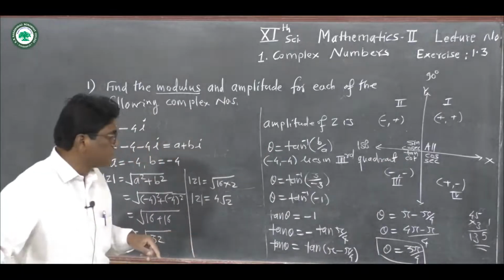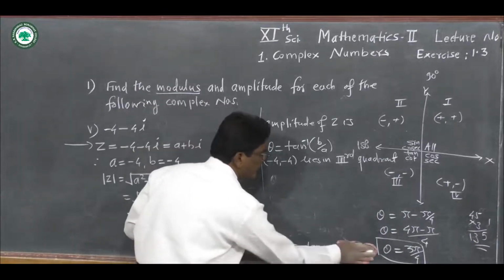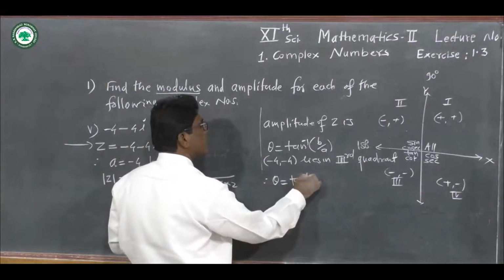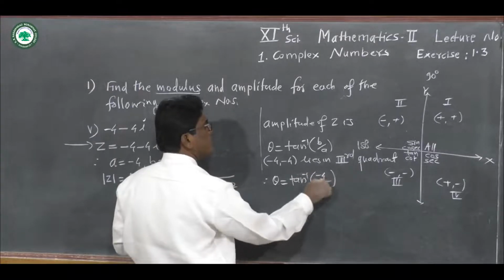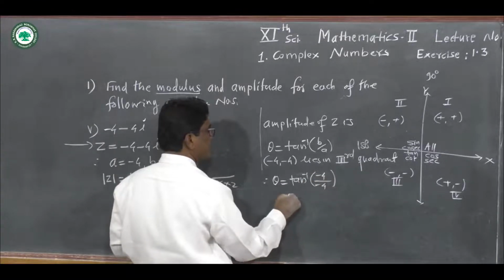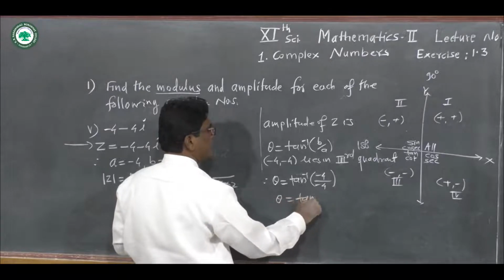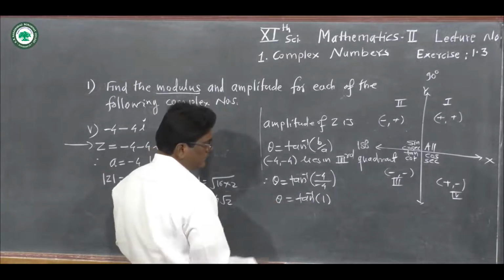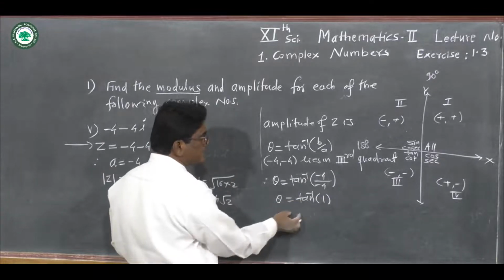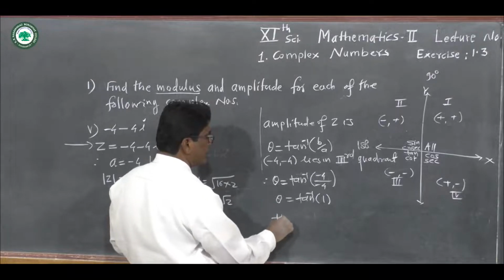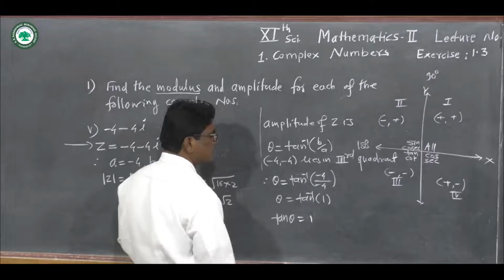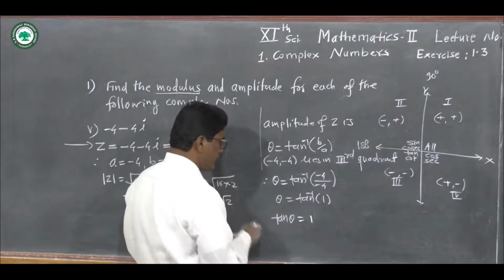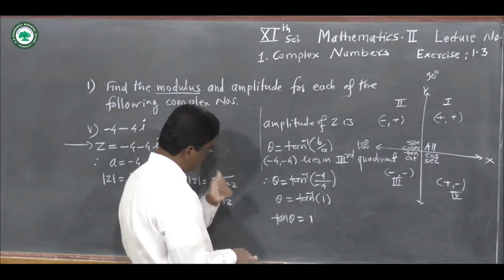And therefore theta is equal to tan inverse of b upon a. We put the value of b and a. Therefore theta is equal to tan inverse of minus 4 upon minus 4, minus gets cancelled, 4 gets cancelled. So theta is equal to tan inverse of 1. Now we have to find the value of theta. So carry this tan inverse to the left side. We get tan of theta is equal to 1. And we know that 1 is the value for tan of 45 degree.